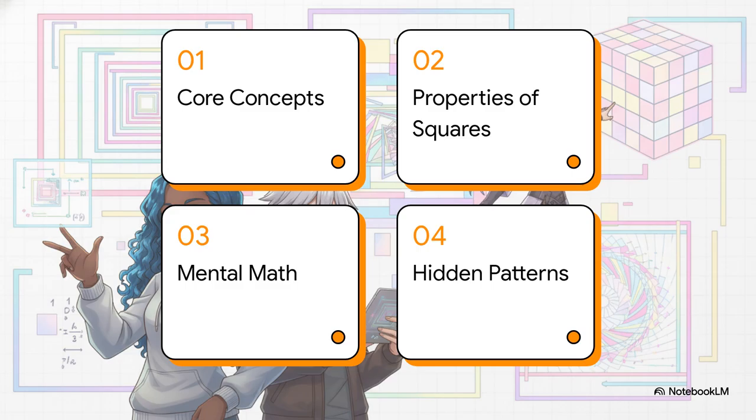Okay, let's dive right into our roadmap for today. We'll kick things off with Section 1, the baseline, just to nail down those core concepts. Then we move to 2, the tells, where we'll look at the properties of squares. After that, my favorite part, Section 3, cheat codes for mental math. And we'll wrap up with 4, number magic, to uncover some genuinely mind-blowing hidden patterns.